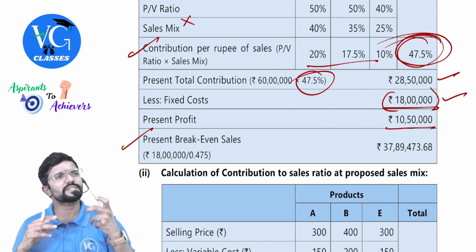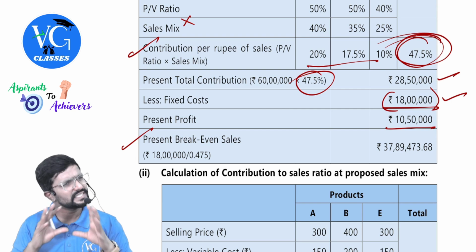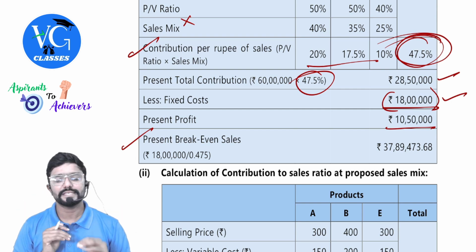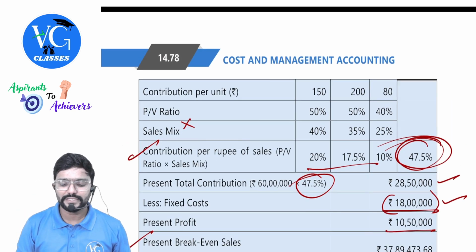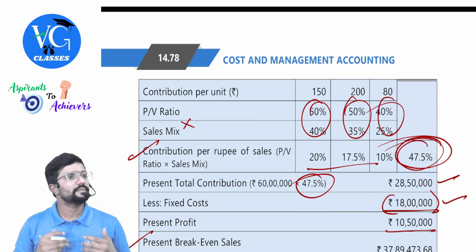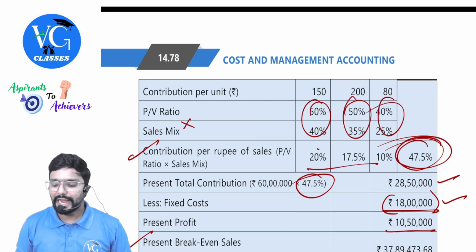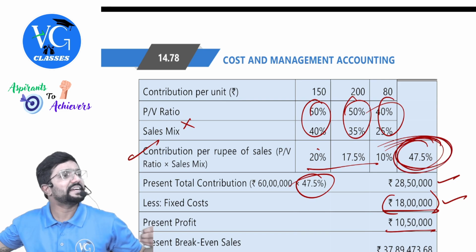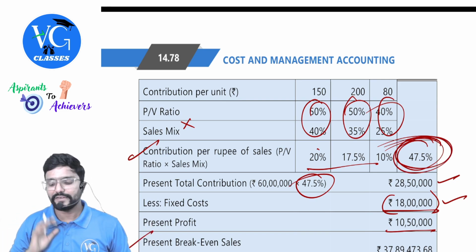We used to do something called composite contribution calculation, and this is similar to that. Clear? And here the percentage is already given. Just multiply both, you will get it, and add up all. Which is like a weighted average, guys.